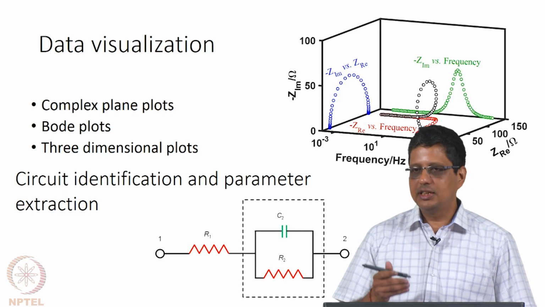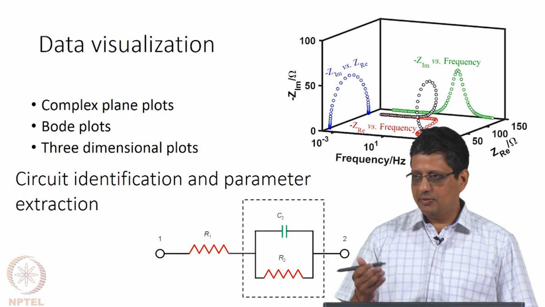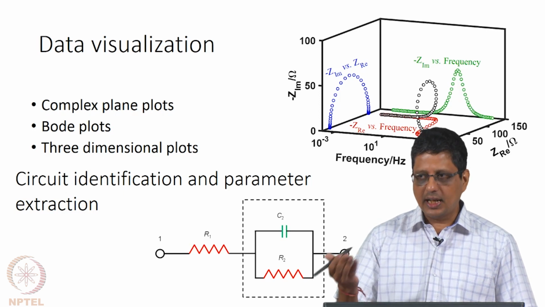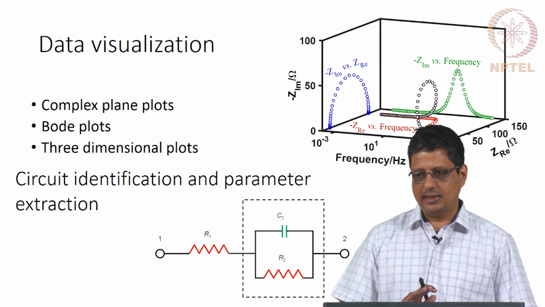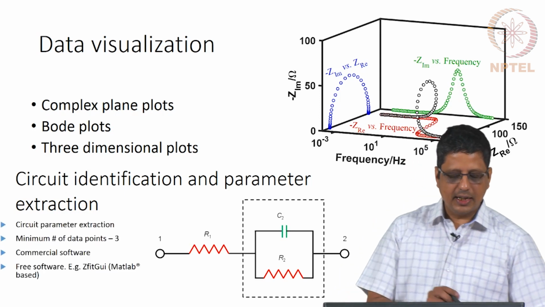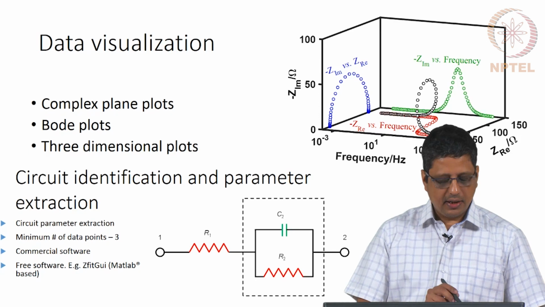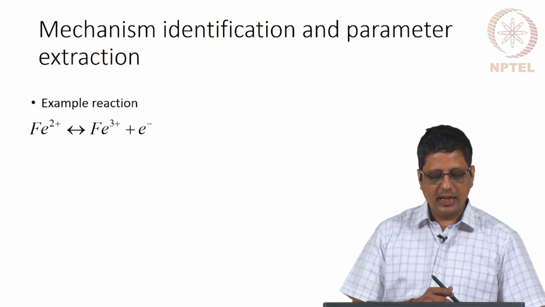What happens when R2 is 1000? You do another experiment with a slight change in conditions, and it becomes 1010. How do we interpret that? Okay. That is one set of analysis. So, we have to get circuit parameter extraction, and we can use commercial software or free software, you can get it.